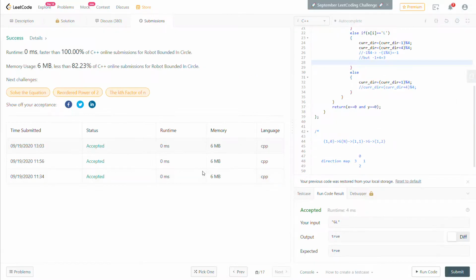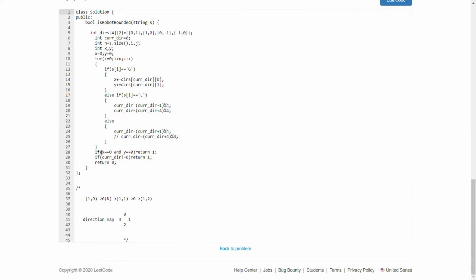Now there are 2 cases. You remain at 0, 0, or you have displaced. If you remain at 0, 0, you will return true. Okay, that's fine. So that's why if x is equal to 0 and y is equal to 0, then I am returning 1, I am returning true. And if you are not at 0, 0, but your direction has changed, that means your direction would change in every iteration, and eventually you would come to your original direction. And there also you would be in a cycle and you return 1, else you return 0.